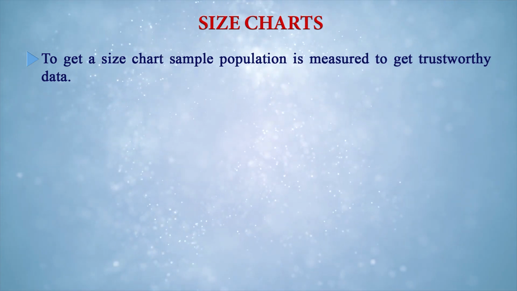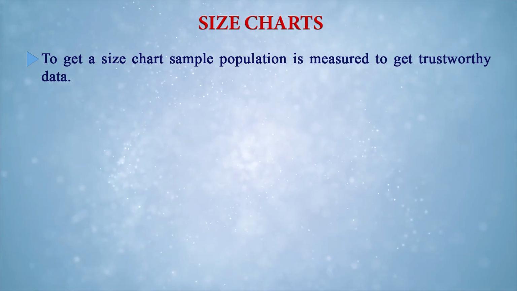To get a size chart, a sample population is measured to get trustworthy data. Like if there is one brand creating a particular garment, they will not create a single piece of that garment. They have to create different sizes of the particular garment, because everybody has different sizes or different body structure. So they create a particular size chart depending upon a standard body measurement.